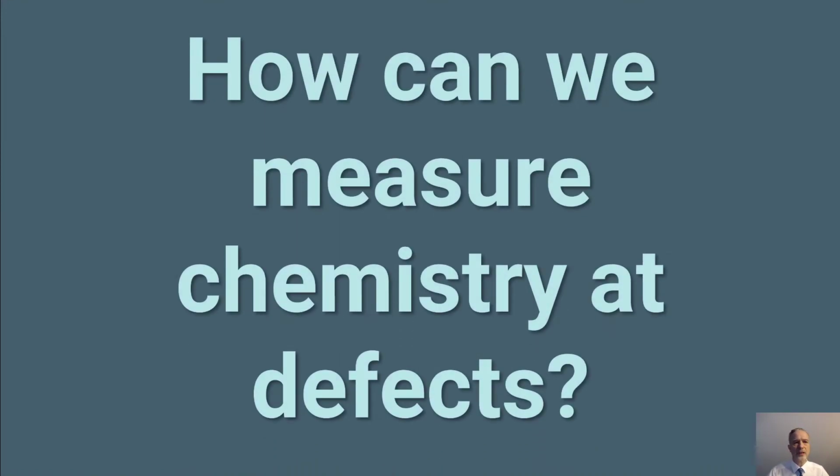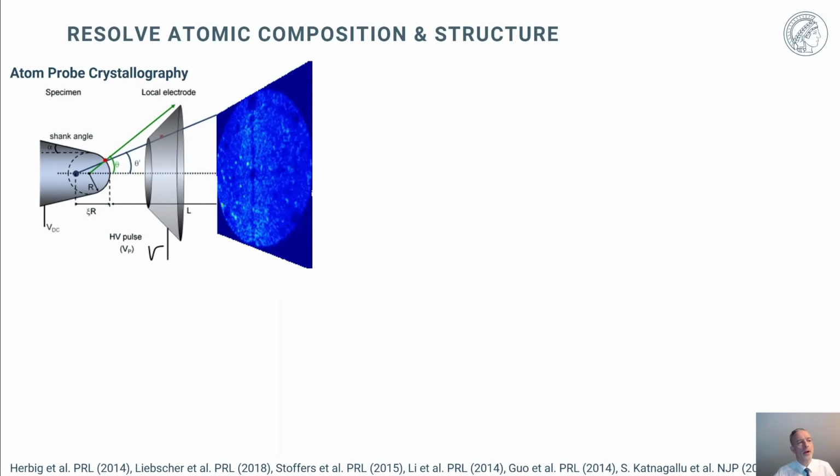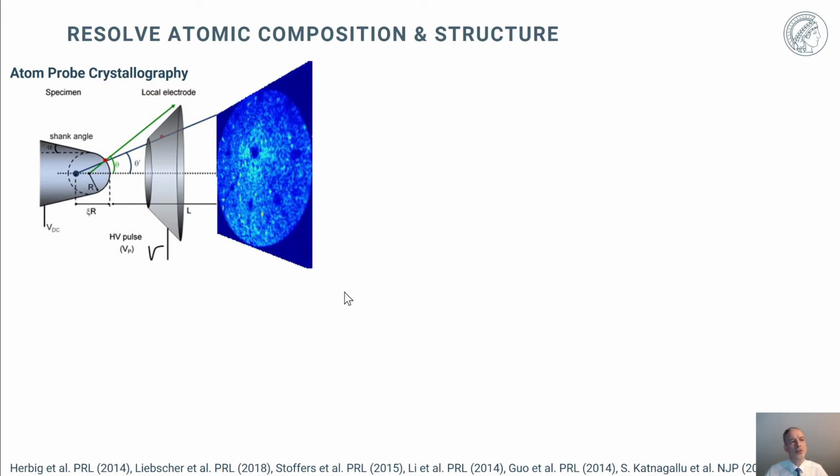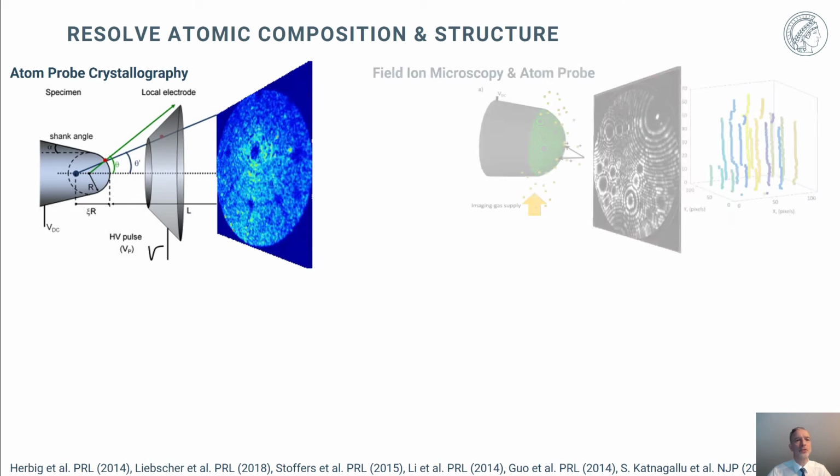The question is, how exactly do we do such measurements of chemistry changes at lattice defects? We have different means of doing that nowadays. One is atom probe tomography, as I've already shown, and we can do that together with what we call atom probe crystallography, which means that in an atom probe experiment you can sometimes reveal certain crystallographic features and use them to interpret certain crystallographic features of the portion of material that you are probing.